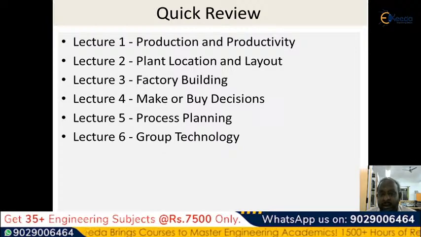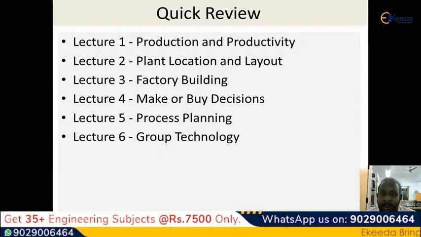Inside an industrial environment, what are the types of layouts that we can have, like product layout, process layout, mixed layout, and group technology type of layout, and what criteria are necessary for locating your plant. Suppose you are establishing a new plant for the first time, what you have to do, and if you want to expand your industry, then what you have to do. All these things we have seen in lecture number 2.